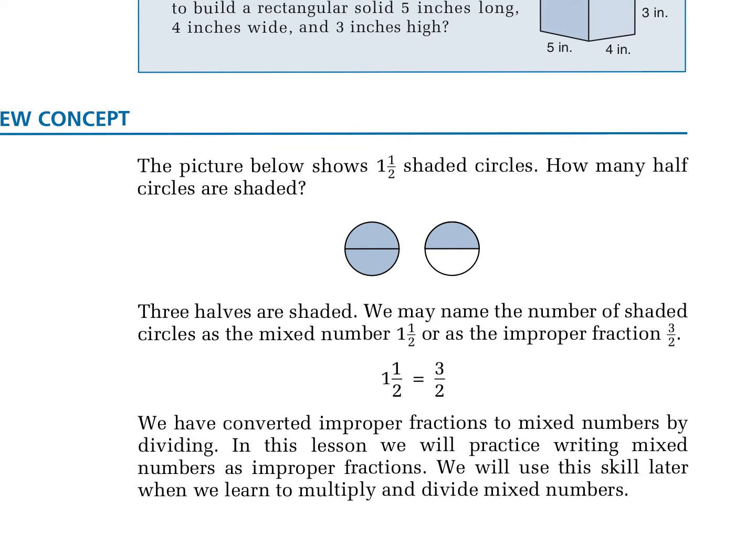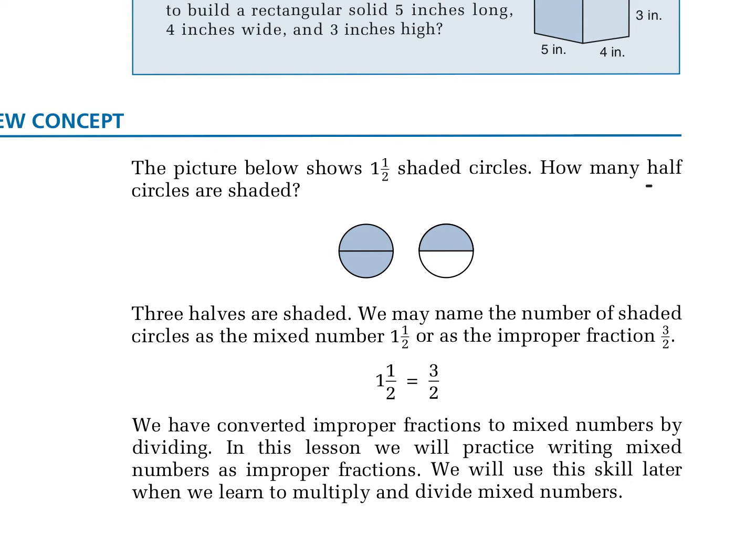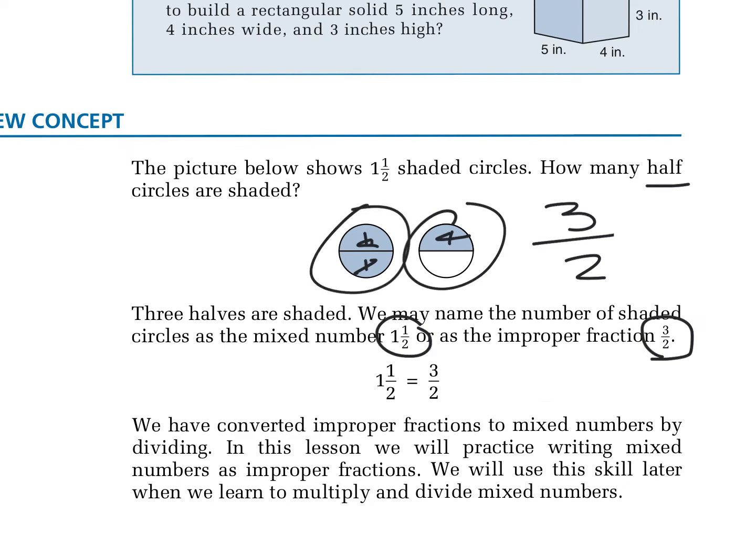It says the picture below shows 1 and 1/2 shaded circles. How many halves are shaded? So here's a half, here's a half, and here's a half. So three halves are shaded. We may name that number of shaded circles as a mixed number, 1 and 1/2, or as an improper fraction, which would be 3 halves. There's 1, 2, 3 out of the 2 whole.